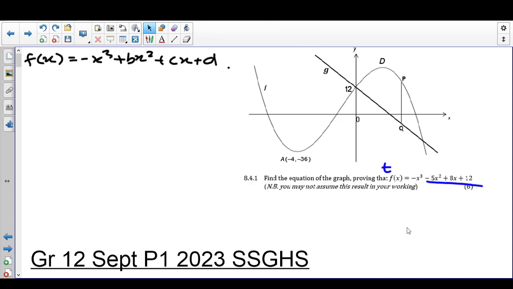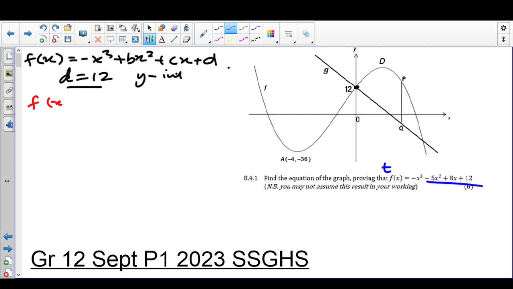Alright, so what do you notice here? The graph is going through 12, so of course d is equal to 12, the y-intercept. So what do we do now? We say f of x is equal to negative x cubed plus bx squared plus cx plus 12. How many unknowns are there now? Two unknowns, so I need at least two points on this graph, with two equations I need to set up.